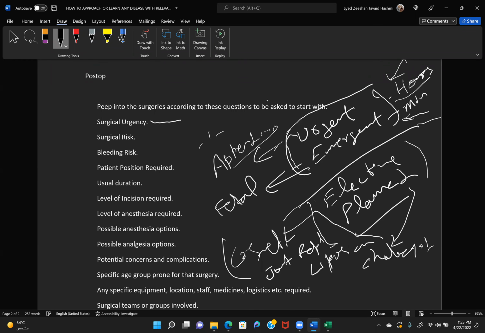Can we just do it as elective? Planned. It's a planned surgery. Okay, you can plan it for one week. We have to optimize the patient. You can do it.